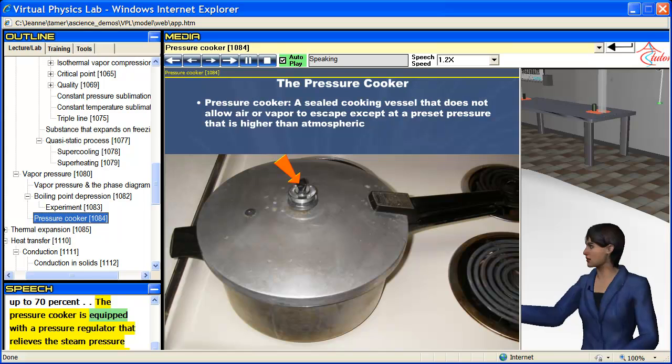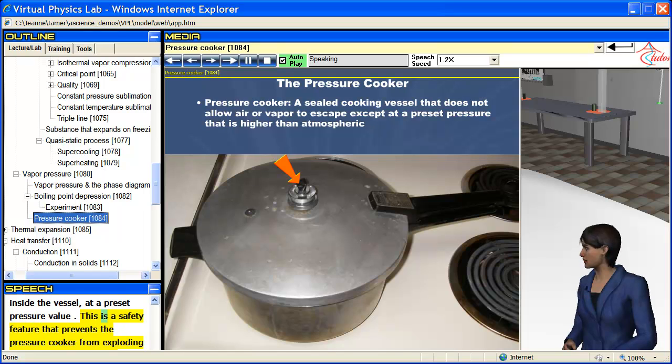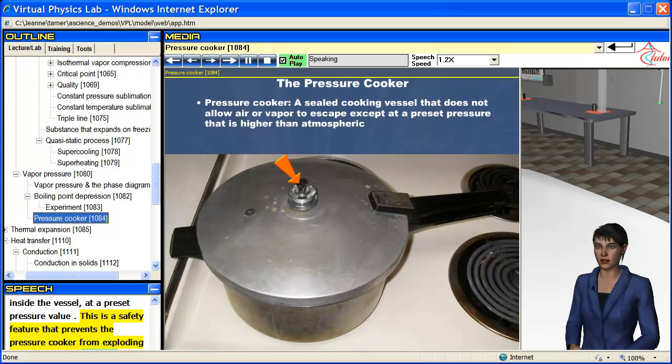The pressure cooker is equipped with a pressure regulator that relieves the steam pressure inside the vessel at a preset pressure value. This is a safety feature that prevents the pressure cooker from exploding due to too much pressure buildup inside it.